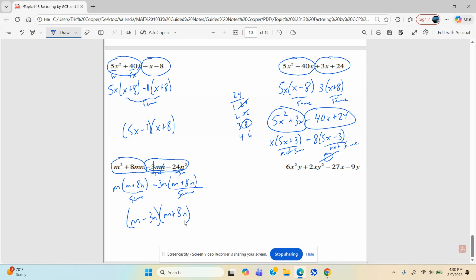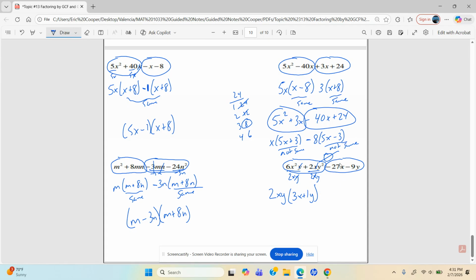One last time. Again, we're looking at multiple variables here, so we have to make sure we check whether everything has them. 6x squared and 2xy squared. 6 and 2, the biggest number we can take out is 2. Both terms have x's. I only have one x here, so I'll take out an x. Both terms have y's, so I'll take out one y from each. So dividing everything by 2xy. 6 divided by 2 is 3. x squared, take away 1x, is x. Here the y's cancel. 2 divided by 2 is 1. Here the x's cancel. y squared divided by y is 1y.